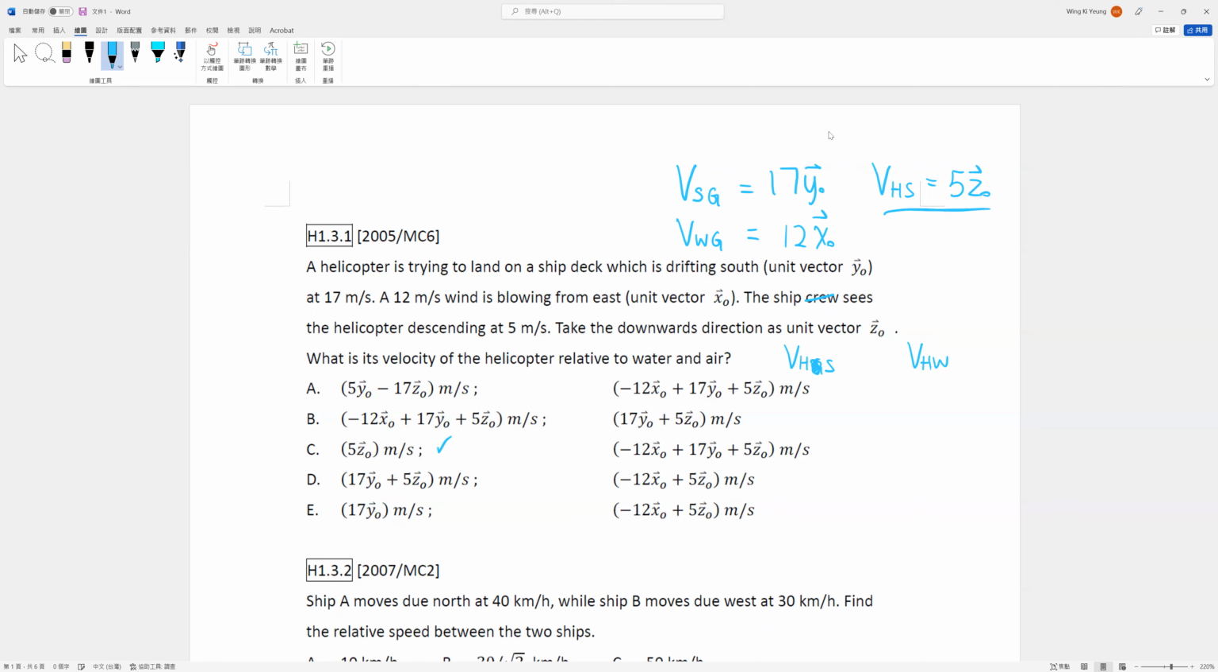For the second one, you don't have HW, you have HS, and then plus SW. But you don't have SW. How can you make the SW? You can make it as SG plus GW. But how can you make the GW? You just have WG, not GW. So you need to do subtraction. That means the answer will be 5Z0 plus 7Y0 minus 12X0. So therefore the answer is C.